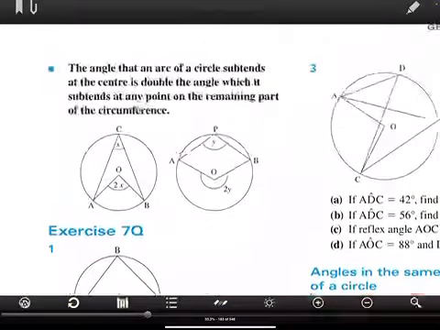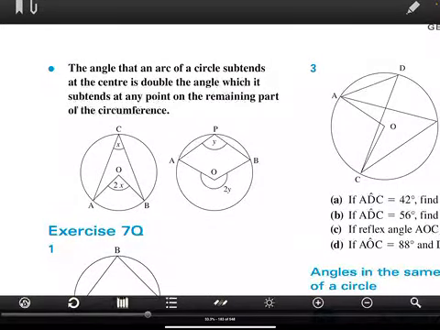So, this is the first rule. We have 4 to 5 more to go. Each more complicated than the first.